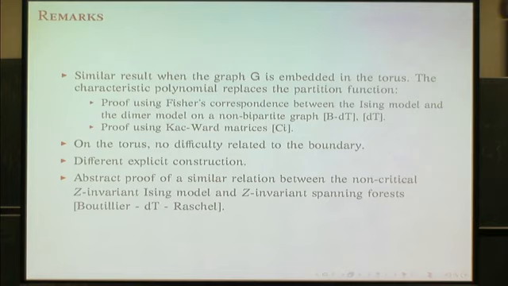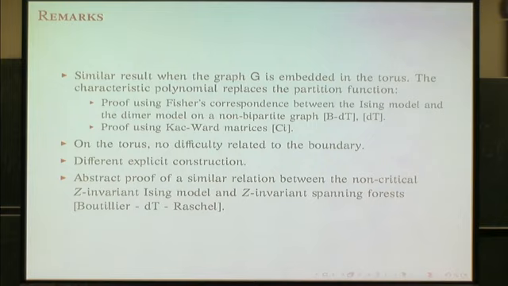The first set of proofs used Fisher's correspondence, which is a correspondence between the Ising model and a dimer model on the Fisher graph. We had an abstract proof of this fact in a paper with Cédric Boutillier. And then I provided a combinatorial proof of this relation using Fisher's correspondence, which was quite complicated, actually. Later on, David Cimasoni also proved this fact using Kac-Ward matrices, which is another classical approach to the Ising model, but it's not a combinatorial proof. It doesn't prove an explicit relation between the two.